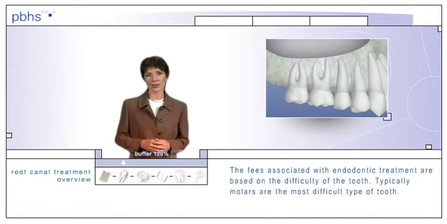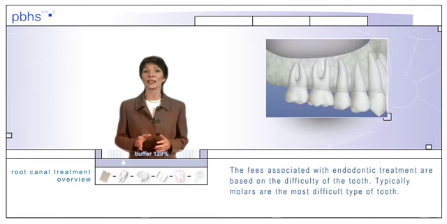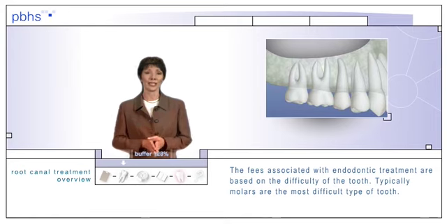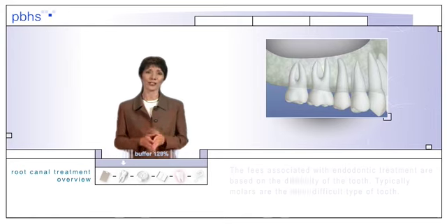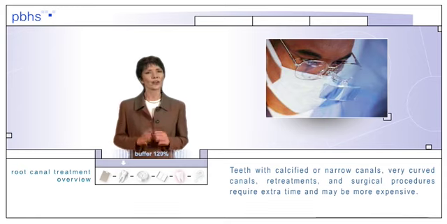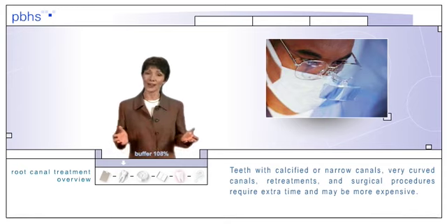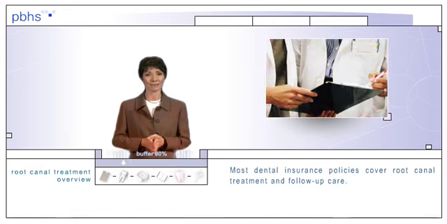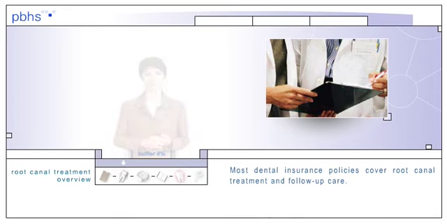The fees associated with endodontic treatment are based on the difficulty of the tooth. Typically, molars are the most difficult type of tooth and usually cost more. Teeth with calcified or narrow canals, very curved canals, retreatments, and surgical procedures require more sophisticated treatment and are therefore often more expensive. Most dental insurance policies cover root canal treatment and follow-up care to some extent.